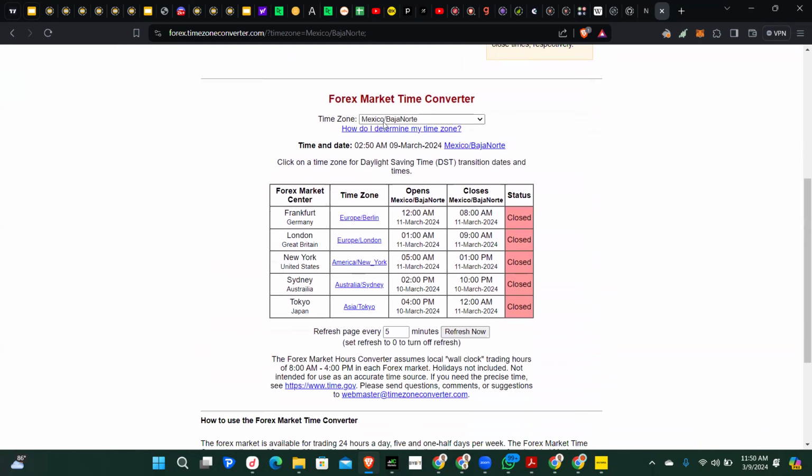So if I'm in Mexico, this is the time that the London session will be opening. It's going to open by 1 a.m. and close by 9 a.m. Then New York will open by 5 a.m. and close by 1 p.m. Then Sydney will open by 2 p.m. and close by 10 p.m. Tokyo will open by 4 p.m.